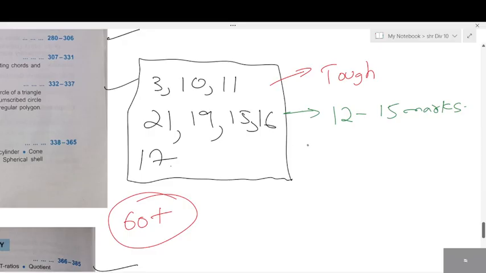Okay, but at least one chapter will take 1 week. So how many chapters are there? 8 chapters. So this will take around 1.5 to 2 months. These are the chapters pending. 1.5 months.